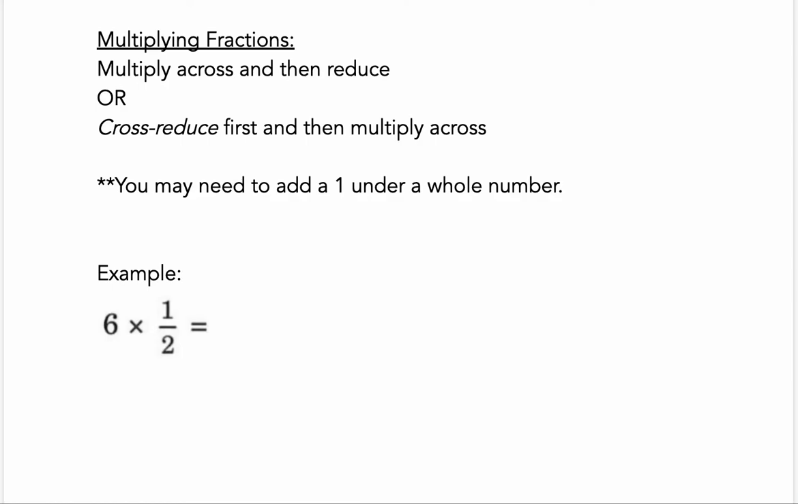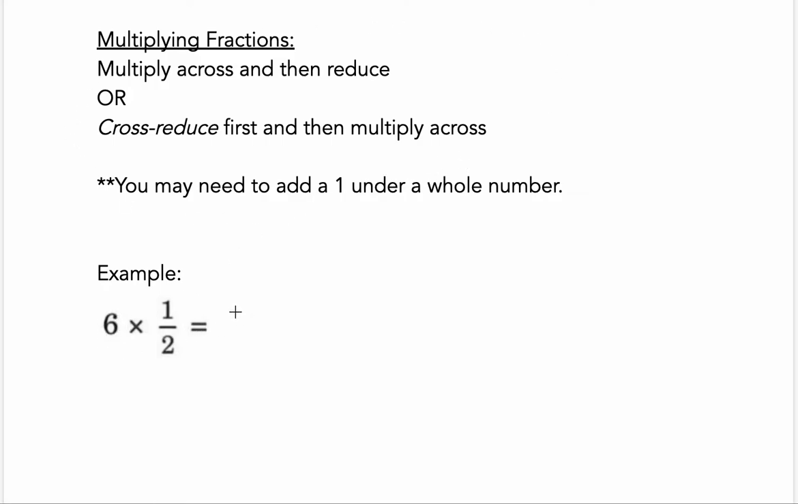When you're multiplying fractions, you can either multiply across and then reduce, or you can first cross reduce and then multiply across. It really doesn't matter, and it really depends on your preference. And if you're dealing with a whole number, you may need to add a 1 underneath it to help you visualize the numerator and the denominator. So be sure that you have this written down in your notebook.